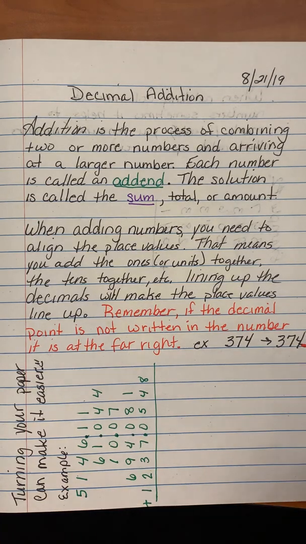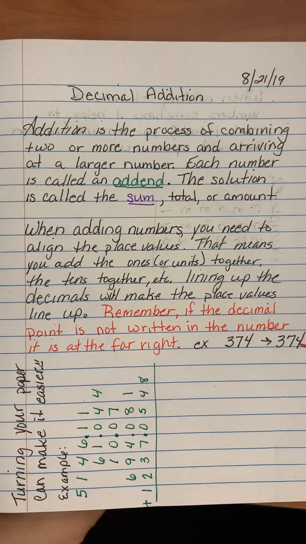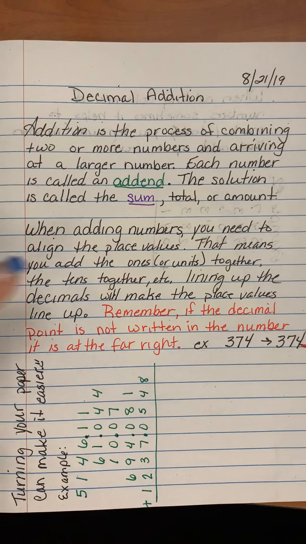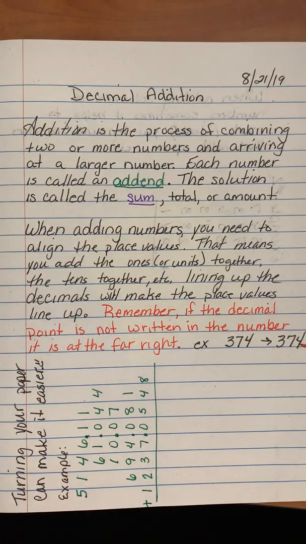Today's focus is decimal addition. Addition is the process of combining two or more numbers and arriving at a larger number. Each number is called an addend, and the solution is called the sum, total, or amount.